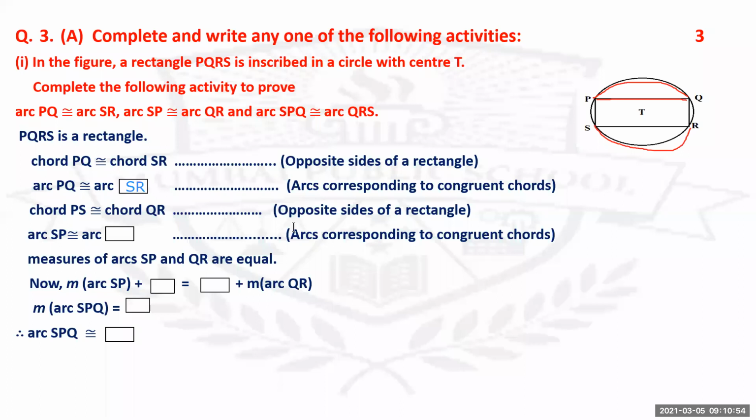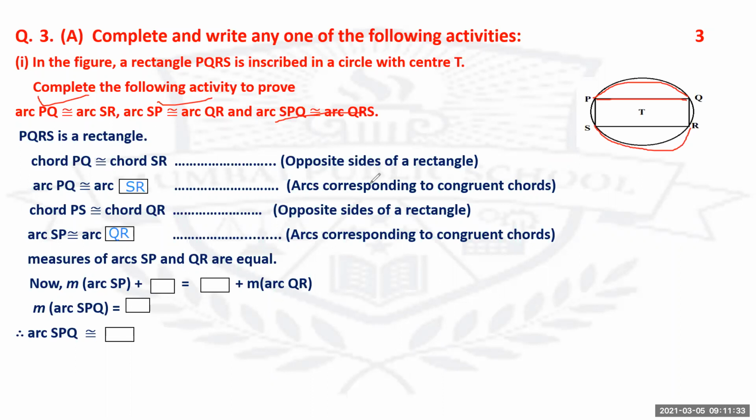Any doubts till here? Similarly, chord PS is congruent to chord QR. So arc SP congruent to arc QR. Is this clear to all the students? Any difficulty till here? So that means check. Out of the three things we have got arc PQ congruent to SR, arc SP congruent to QR. You have to find this.